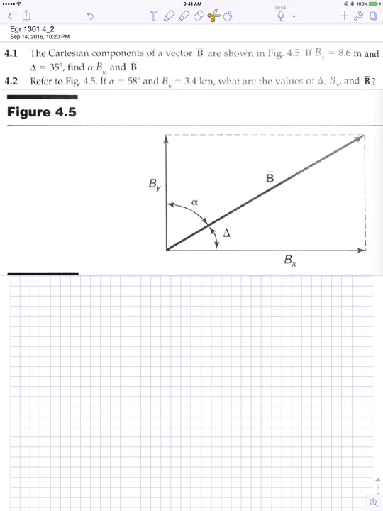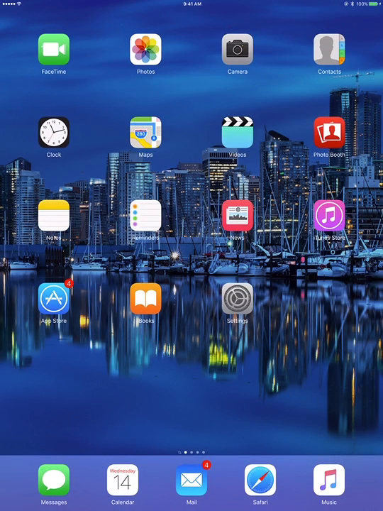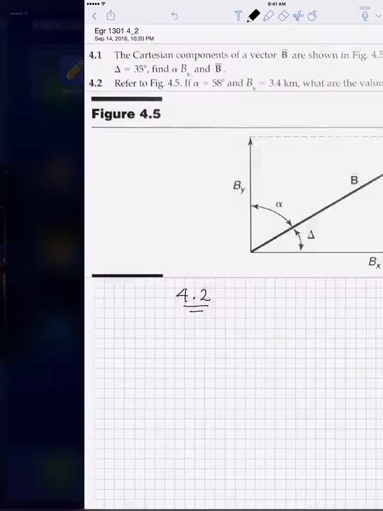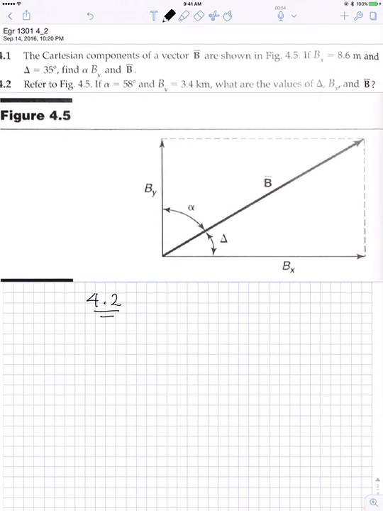Okay, this is a video solution to problem 4.2. Okay, 4.2. All right, 4.2 is much like 4.1.